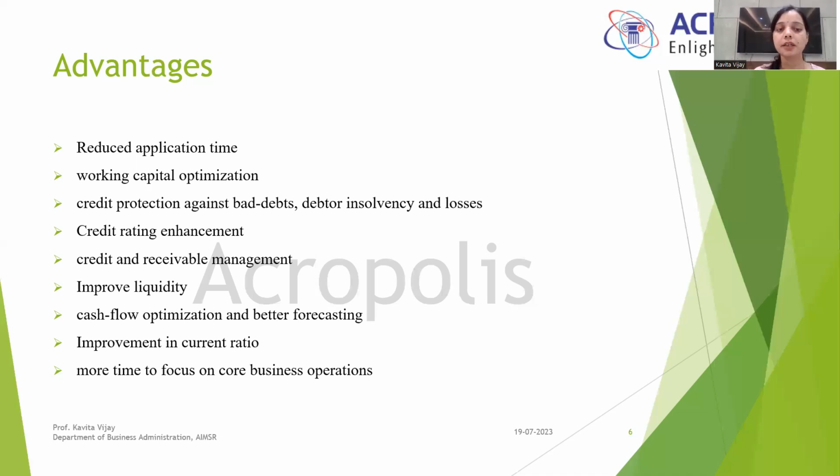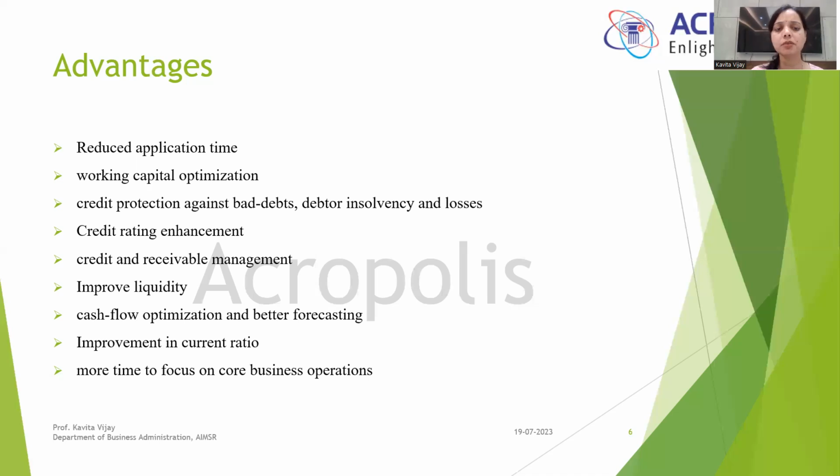And next is credit and receivable management. In a few of the factoring types which we have discussed, the factor company manages or controls all the credit sales of the company. Improved liquidity also, because it will accelerate the cash flow. The company will have the cash on time, so the company can focus on other work also. It will improve the liquidity position of the company.